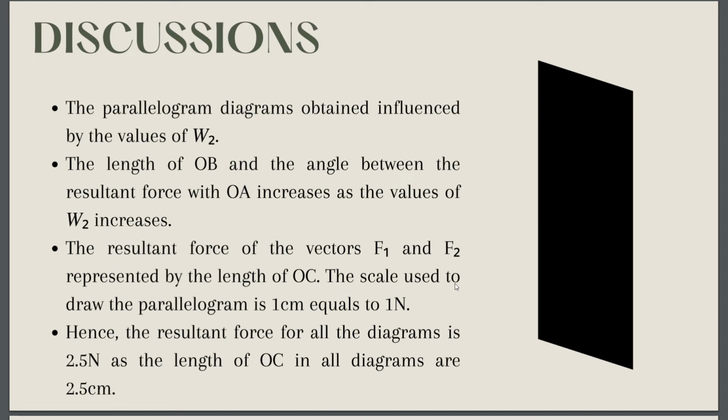As we know, the parallelogram diagrams are influenced by the values of weight 2 and the length of OB, and the angle between the resultant force and OA increases as the value of weight 2 increases. The resultant force of the vectors F1 and F2 is represented by the length of OC. The scale used to draw the parallelogram is 1 cm equals 1 Newton. Hence, the resultant force for all the diagrams is 2.5 Newton, as the length of OC in all diagrams is 2.5 centimeters.